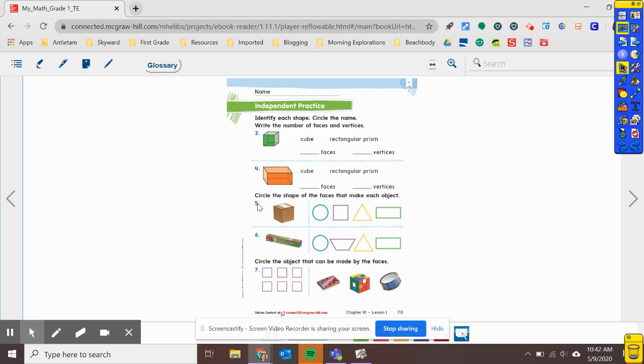For number 5, it says circle the shape of the faces that make each object. So you need to decide what shape are the faces of this object. You're going to circle it over here. There's only one. What shape are the faces of this object? Circle it over here. There's only one. And then down here with number 7, circle the object that can be made from these faces. So you have 6 of the same shape. Which of these objects can be made from that?